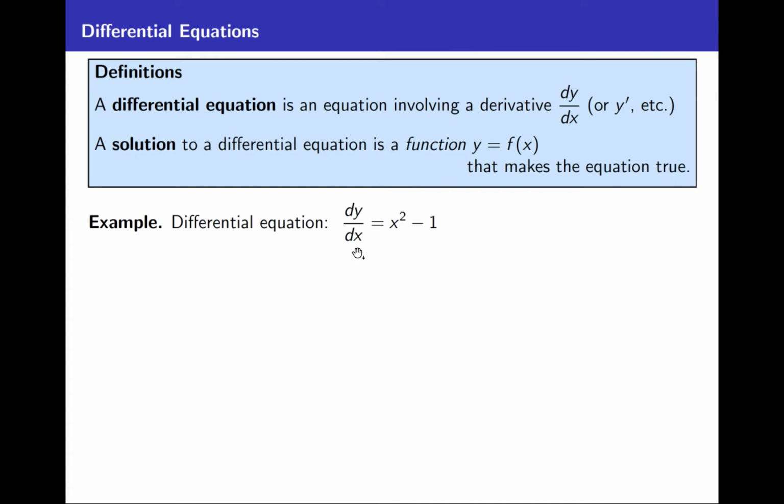Think of the equation dy/dx equals x squared minus 1. That's an equation that has a derivative in it, so it is a differential equation. A solution to this equation would be a function y equals f of x that makes it true. In other words, if you take this f of x and take its derivative dy/dx, that equals x squared minus 1. It's not hard to see what the solutions of this differential equation are. They're all the antiderivatives of x squared minus 1, because for them, their derivatives are x squared minus 1.